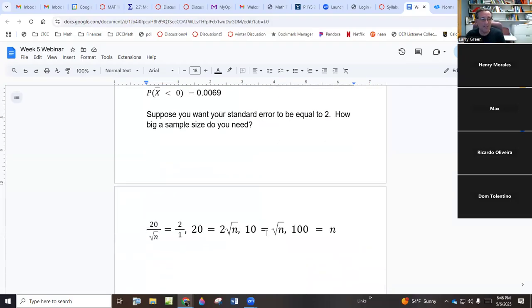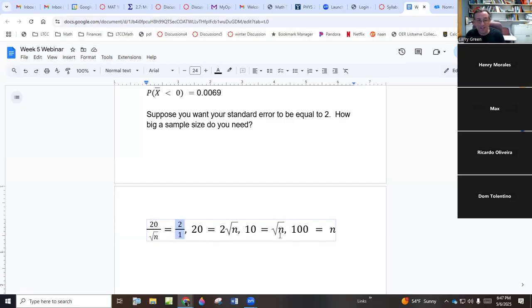So what we do is we go to the formula. Standard error is our standard deviation over the square root of n. Our standard deviation is 20 for the stock market, over root n. We want that to be 2. It turns out that it's a little easier to understand if you call it 2 divided by 1. Hopefully y'all know 2 divided by 1 is 2. Because then we can cross multiply, and you could say 20 times 1, which is 20, equals 2 times root n. So 20 equals 2 times root n. Divide both sides by 2, and you get 10 equals root n.